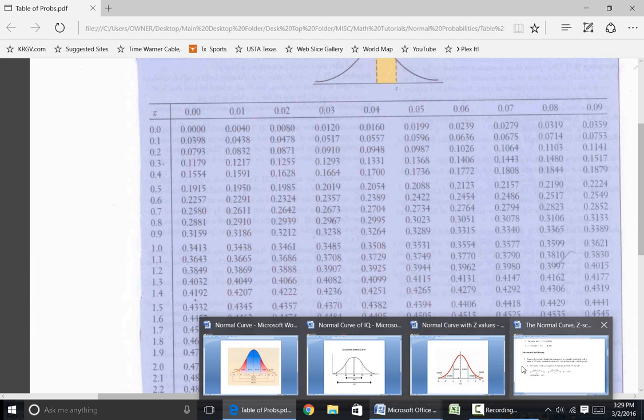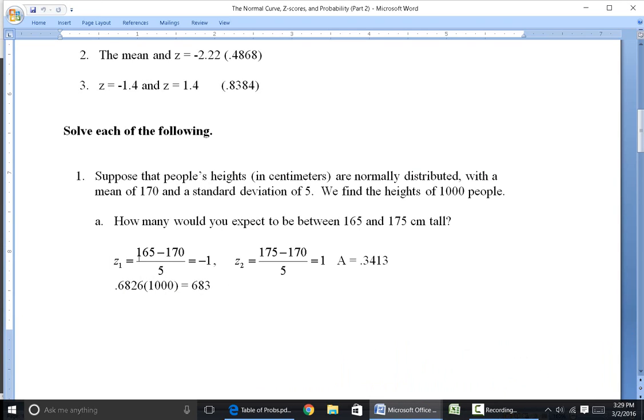So because it's the same value, or 1 and on the opposite side, because of the symmetry, you just double it. Okay, so 0.3413, I double it and I get 0.6826. So the percent or the probability of a person selected at random being between those two heights is 0.6826.